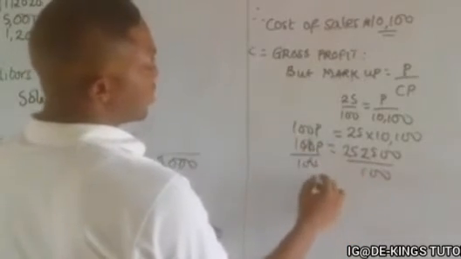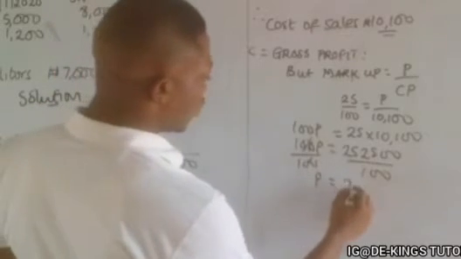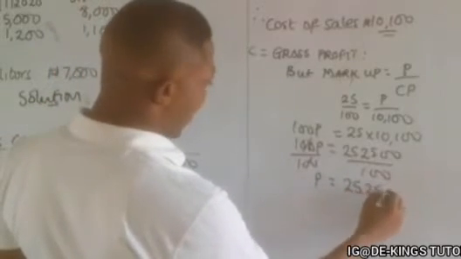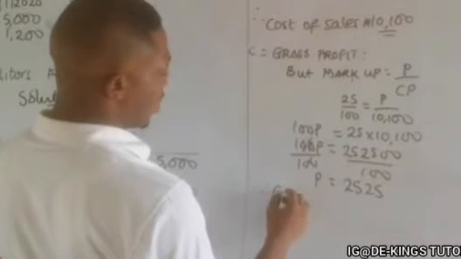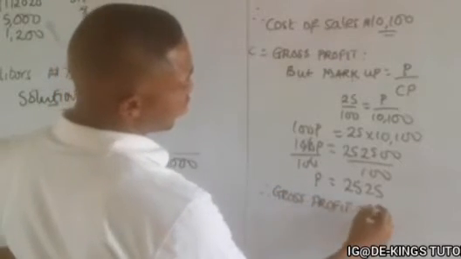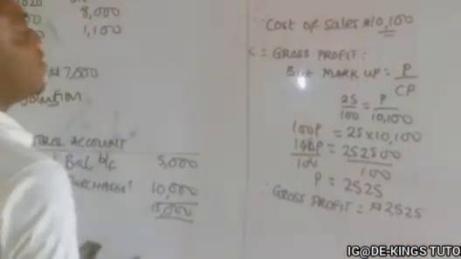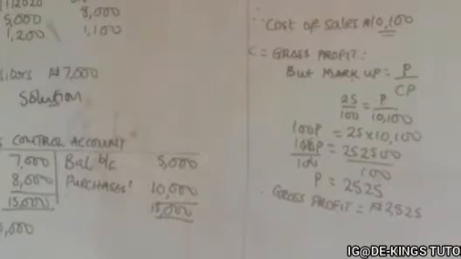So this cancels this. My P is now equal to 2,525. Therefore, the gross profit is equal to 2,525 naira. Okay? So that's our gross profit.